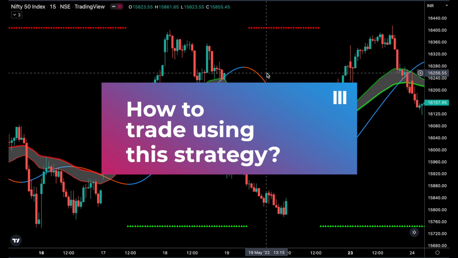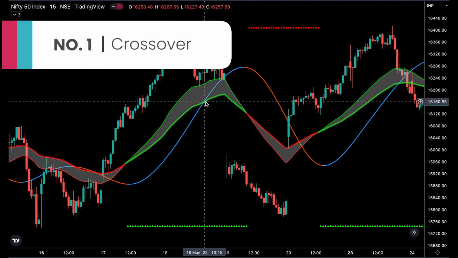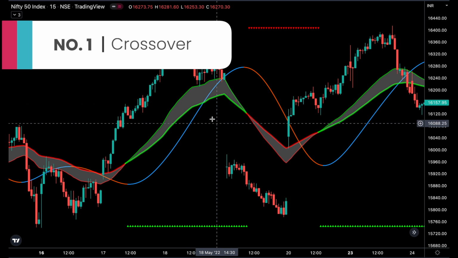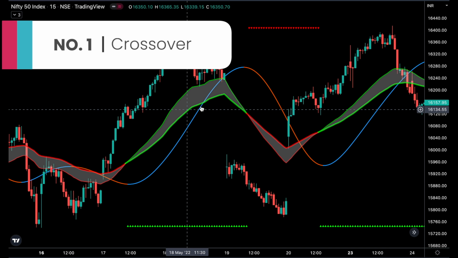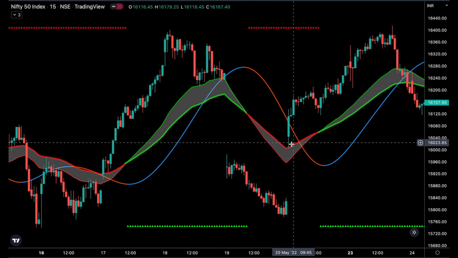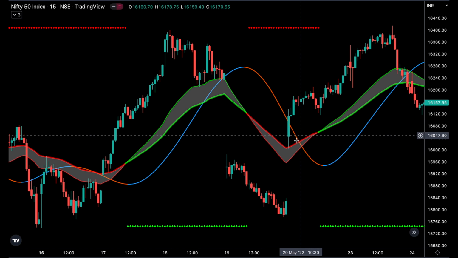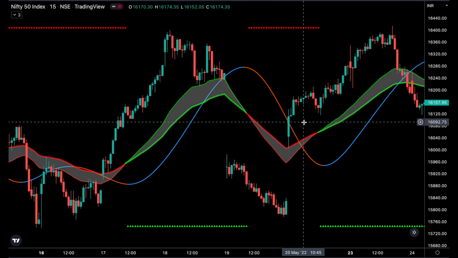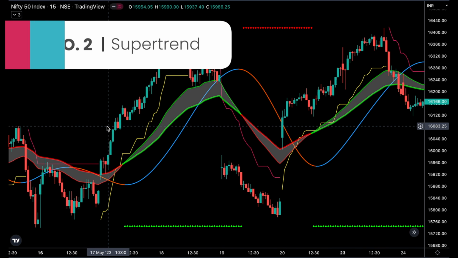Now, how do you trade with this strategy? There are two options. First, you either enter long or short based on the crossover strategy that I just explained. When the bottom part goes below this curve, you can go short. When the top part goes above this curve, you can go long. There is one more way to deal with this. So here comes my favorite indicator, the super trend.